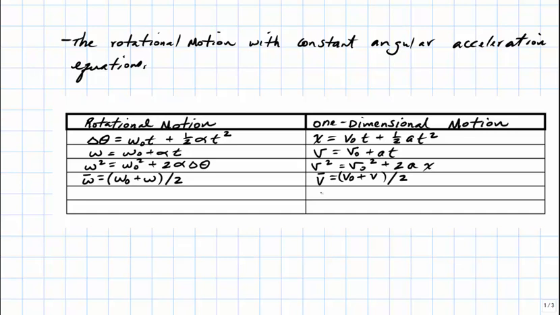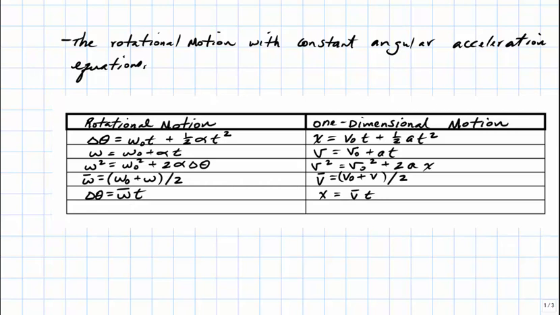The next equation is x equals v bar t on the right. Its counterpart on the left looks like this. Delta theta equals omega bar times t. Of course, v bar represents average linear velocity, and omega bar represents average angular velocity.